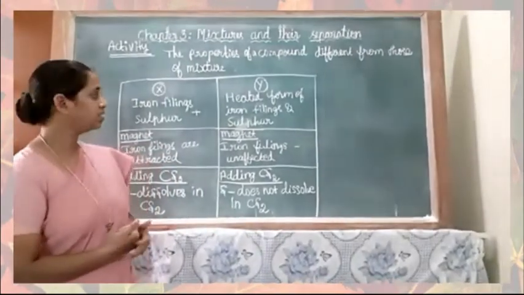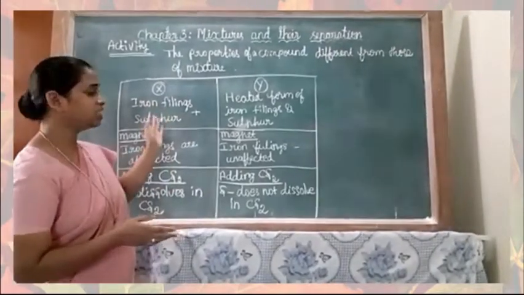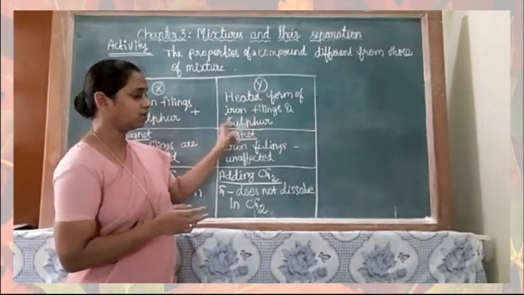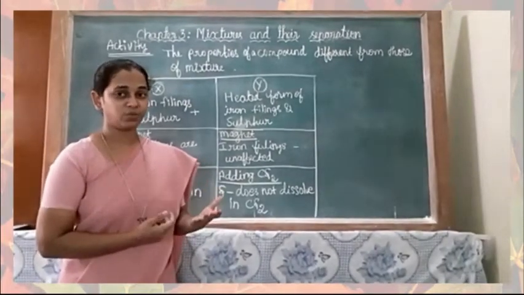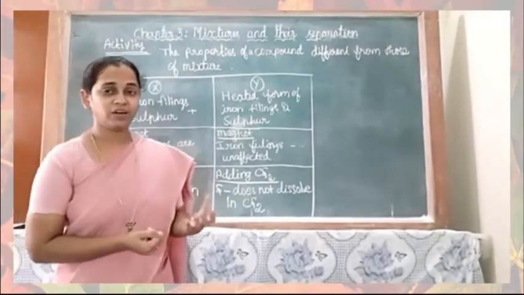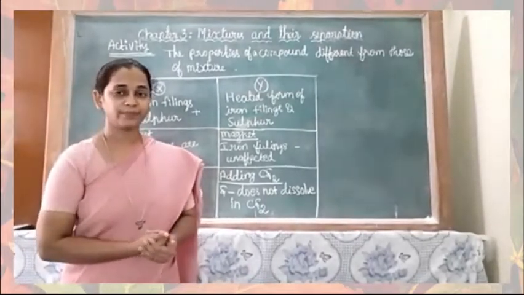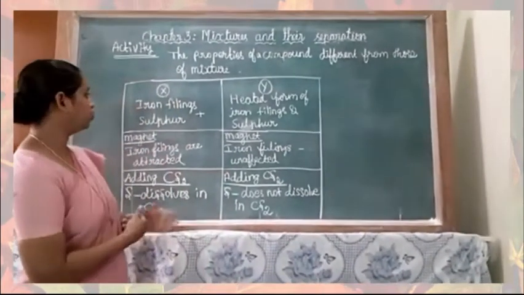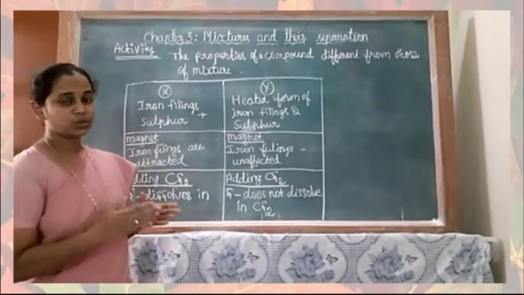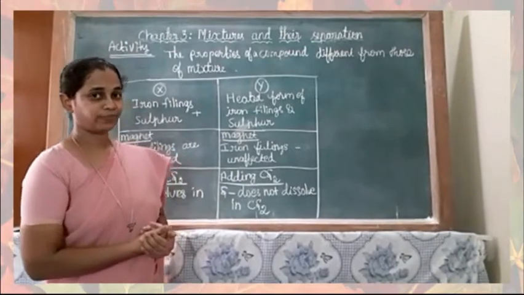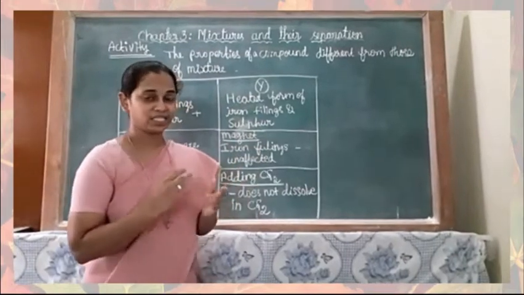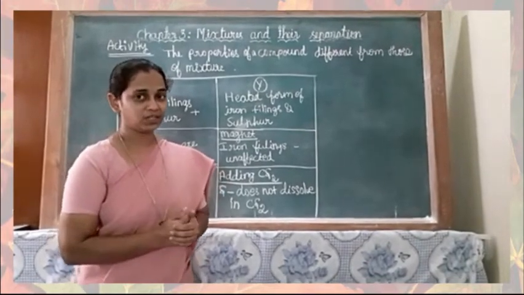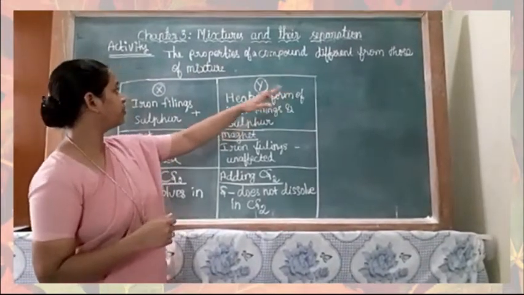Here we have to understand that sample X is a mixture of iron filings and sulfur. Sample Y is a compound. On heating iron filings and sulfur, iron sulfide is formed. Iron sulfide is a compound. As we know, iron filings have the property of being attracted by a magnet. Sulfur has the property of dissolving in carbon disulfide. Therefore, a mixture of iron filings and sulfur shows the properties of its constituents. However, the compound iron sulfide does not show the properties of its constituents. It clearly proves that the properties of a compound are different from those of a mixture.